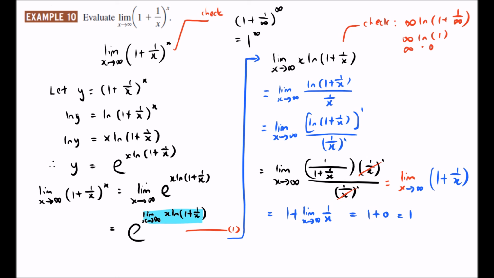So now you sub this value into 1, right? So 1 is the value for the power of the exponential. So therefore limit x to infinity of 1 plus 1 over x to the power of x must be equal to e to the power of 1, which is e. Okay, so that is the answer for this limit question.